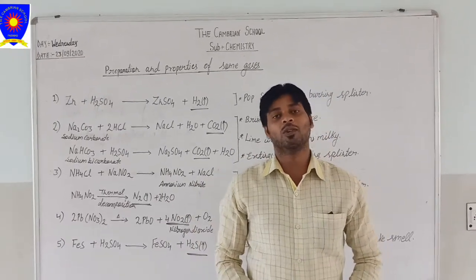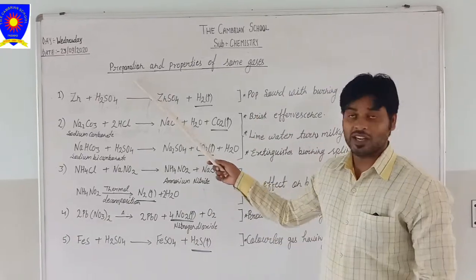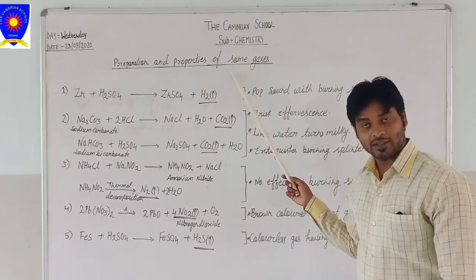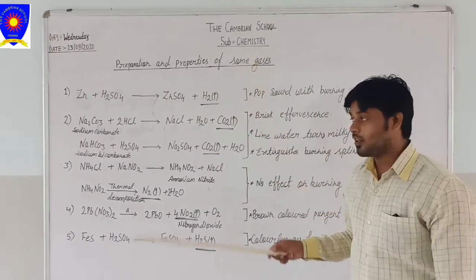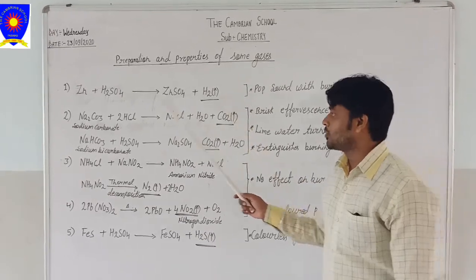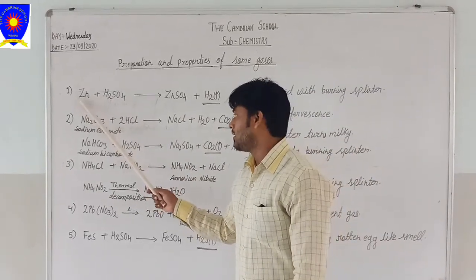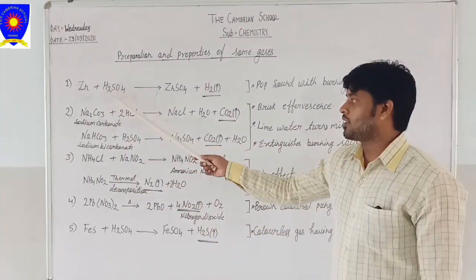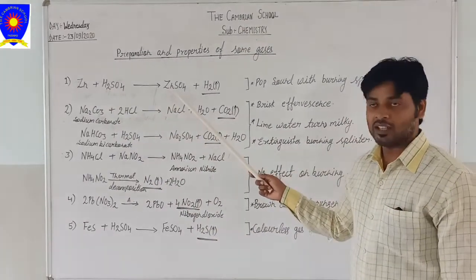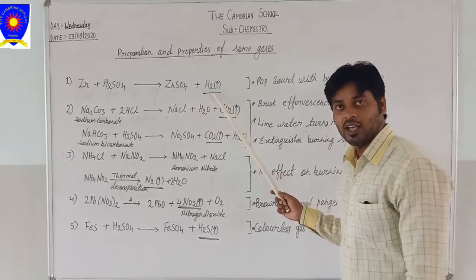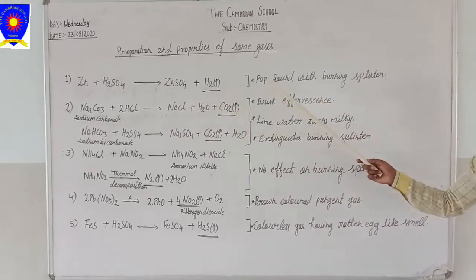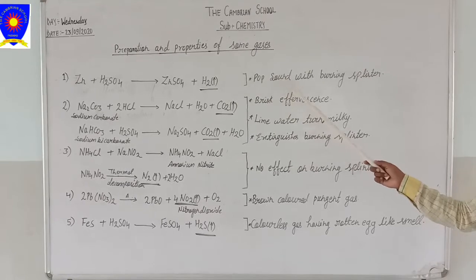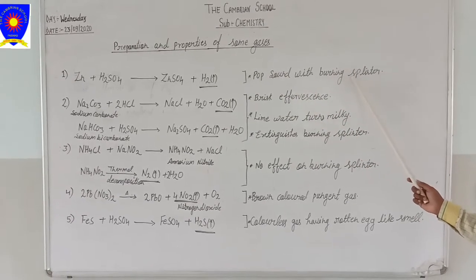Student, today I am going to tell you about preparation and properties of some gases. So I am going to start first with hydrogen gas. In this we will take zinc and after that we will add H2SO4, it gives ZnSO4 plus hydrogen gas. Now the property of hydrogen gas, it gives a pop sound with a burning splinter.